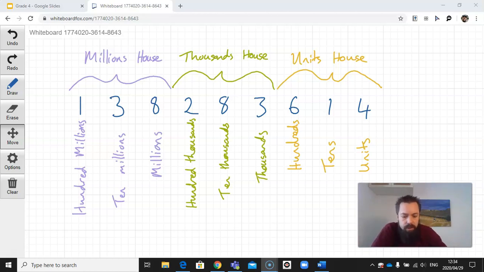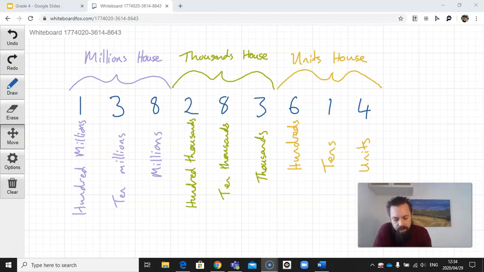So I look at our units house. This one should be very familiar. This is our units house. That is 614. So 6 hundreds, 1 ten, and 4 units. That's our units house. And I think that most of you would be able to read 614.